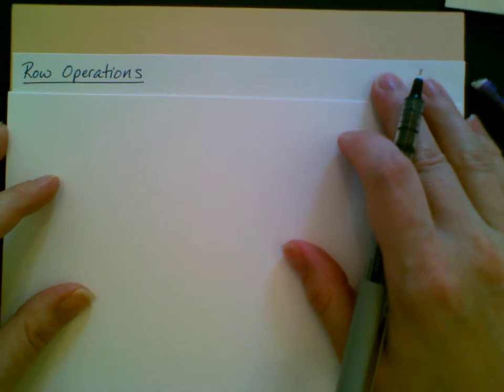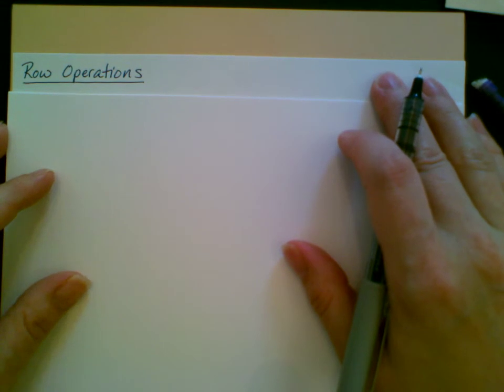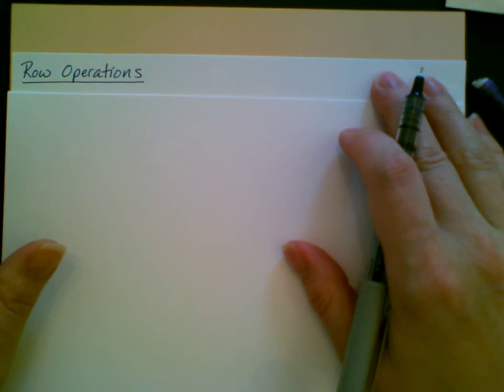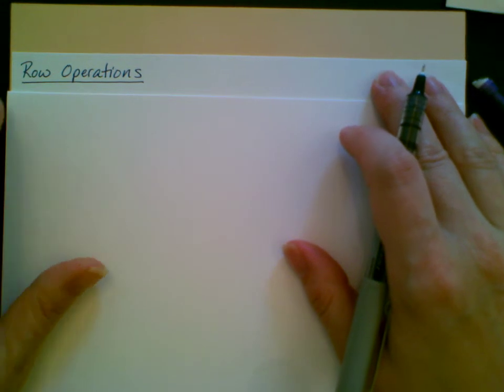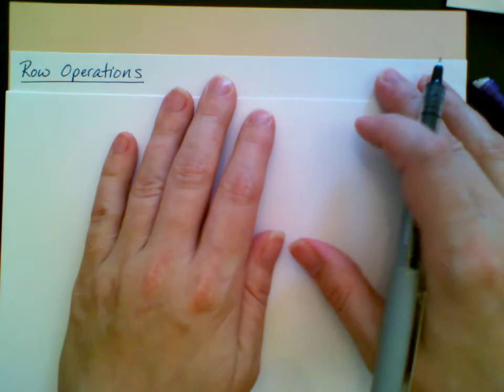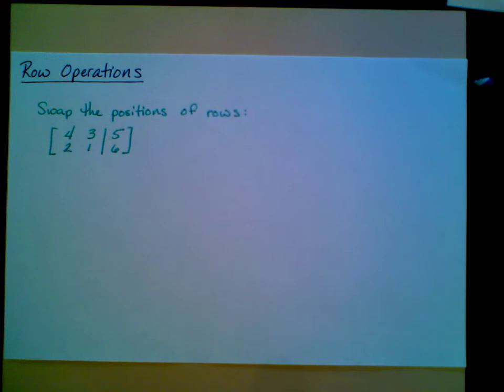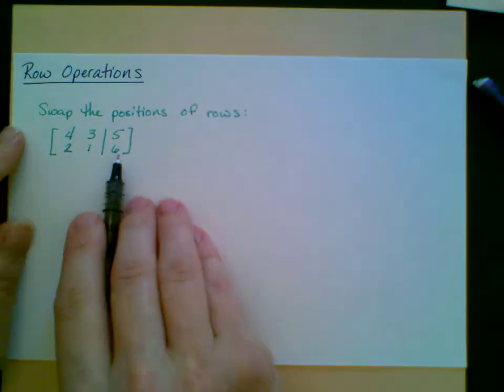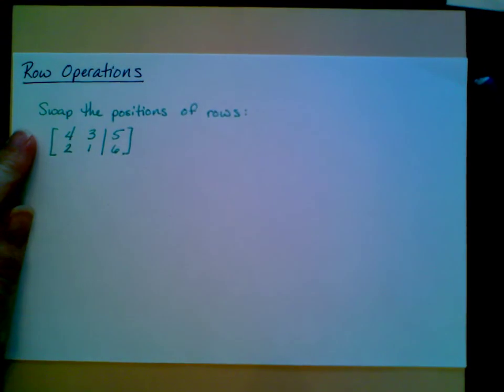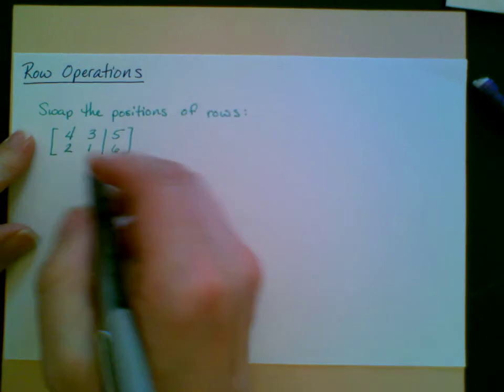We have 4 allowable row operations. And the purpose of this video is to just give you some examples of what those row operations look like when you're using them on the rows of a matrix. So we'll start with the simplest one, which is just to swap the position of the rows. So this matrix only has 2 rows.